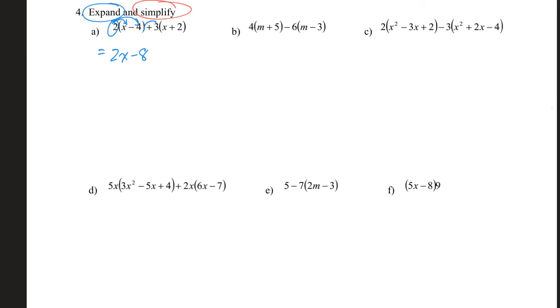Now, expand in the next term. What sign is the 3? It's positive. It's always the sign that comes out in front. Well, let's expand in a 3. What's positive 3 times x? Positive 3x. And what is positive 3 times positive 2? Positive 6. I love the blue line as your first line. Can you guys make sure you get that down?